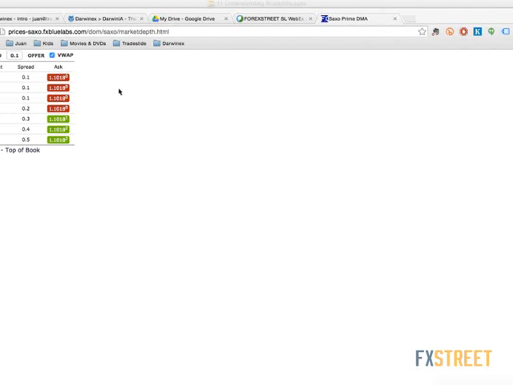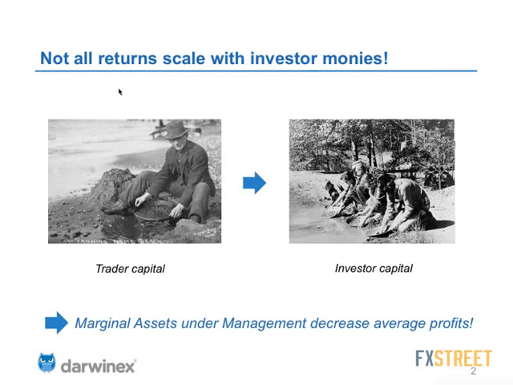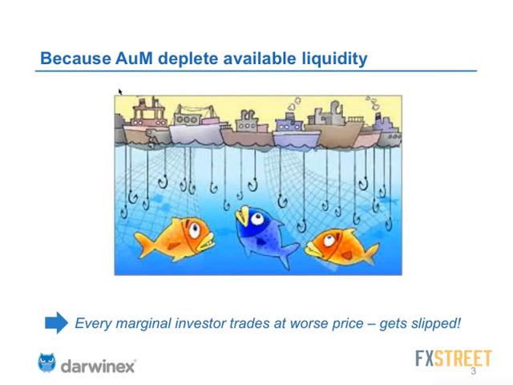It's not the same thing to grow $10,000 as it is to grow 10 million. There are actually two different ball games. When you're trading size, the game changes. And that, as I hopefully highlighted now, is because assets under management, AUM, deplete the available liquidity. Everybody is fishing for the same market depth, and it is a rival good. So if I eat the market depth, you can't eat it, and vice versa. And this makes every marginal investor trade at a worse price.